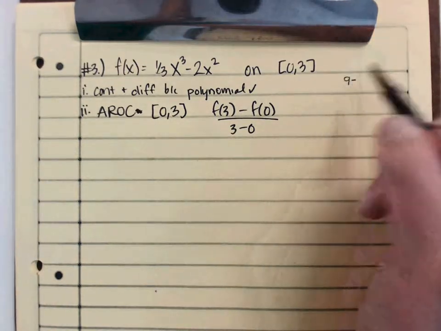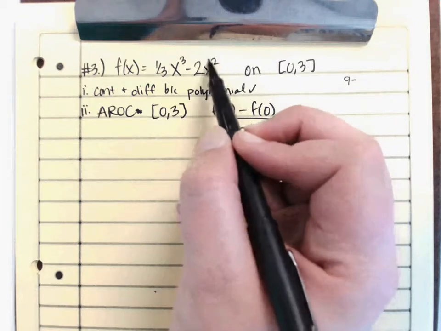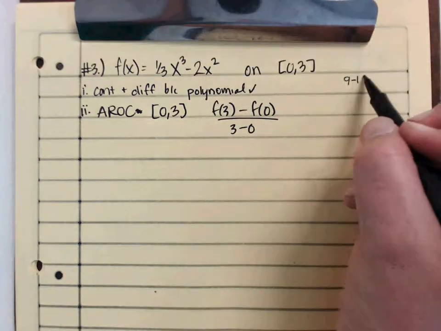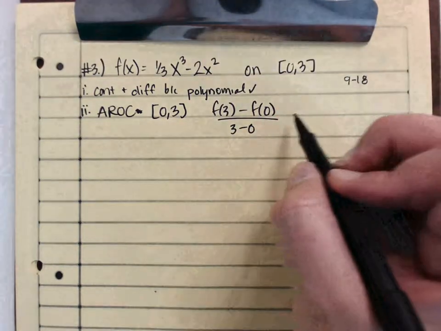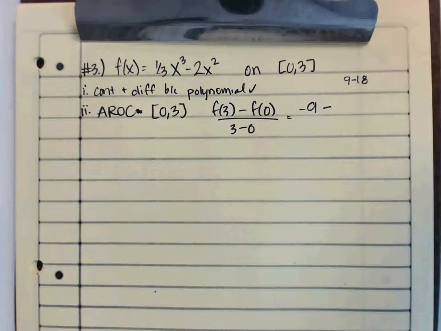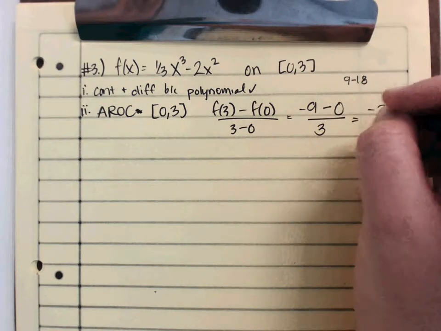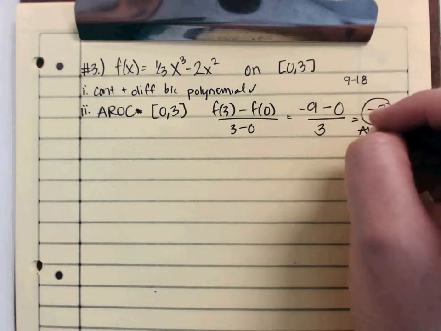Okay, so I have 9 minus. Then I'm plugging in my 3 here. 3 squared is 9 again, times 2 is 18. What's 9 minus 18? Negative 9. Minus. Now I'm plugging in 0. 0 is going to be easy. 0 cubed is 0 times a third, still 0. Minus 2 times 0, still 0. So my y value is 0 for the second one. Divided by 3 minus 0 is 3. Negative 9 over that is negative 3. That's the average rate of change.